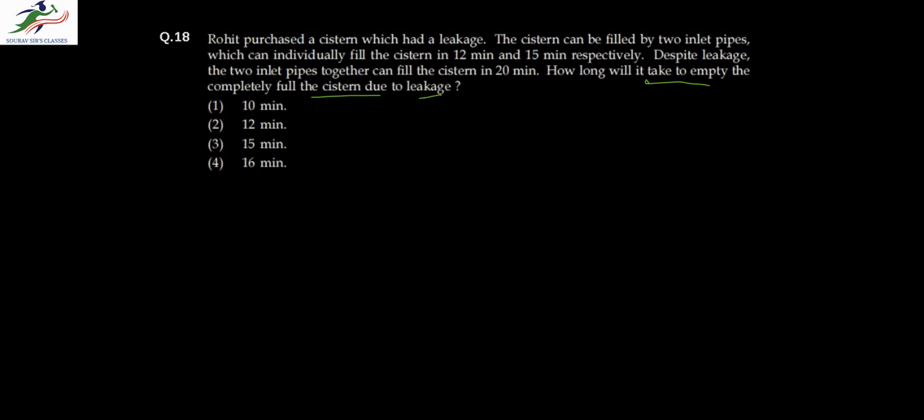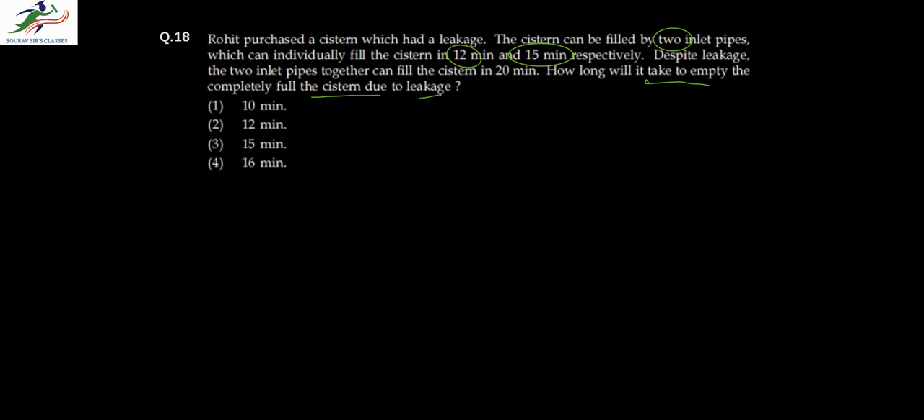Now we will approach this from a very simple logical point of view, and then I'll show you a more traditional calculation part. So what is said is that there are two inlet pipes, and they can individually fill the tank in 12 minutes and 15 minutes respectively.